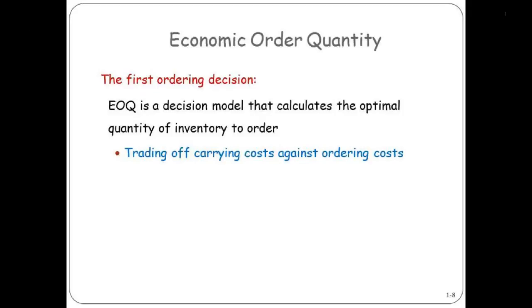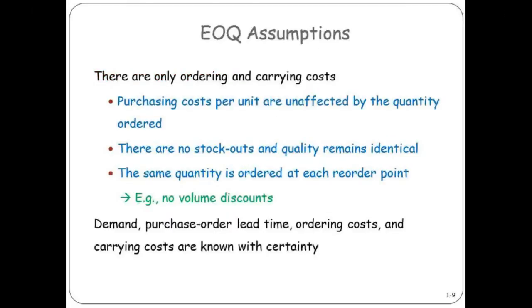Now, there are lots of different cost components. This is only trading off two of them: the carrying costs, the cost of actually warehousing the inventory and the opportunity costs on the investment in inventory, versus the ordering cost. Those are the only two costs that we're looking at in economic order quantity.